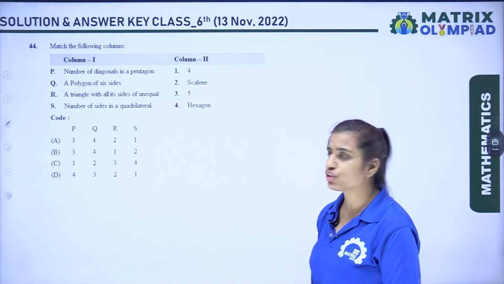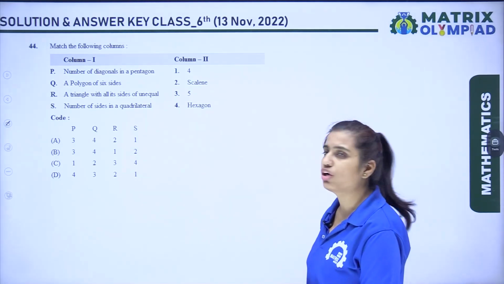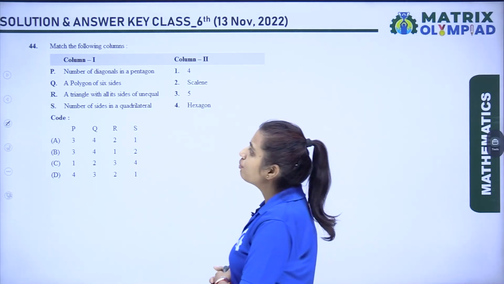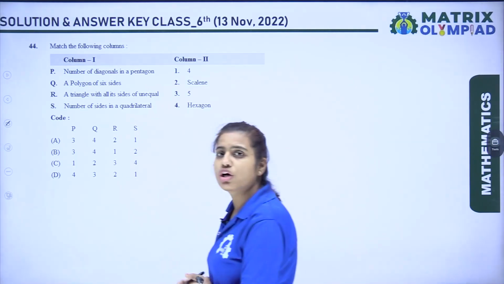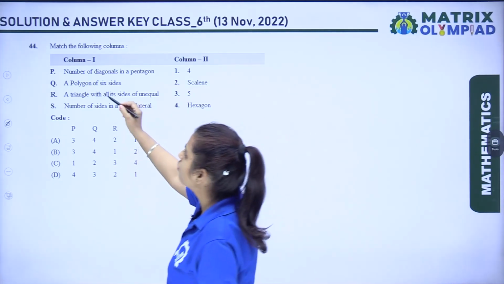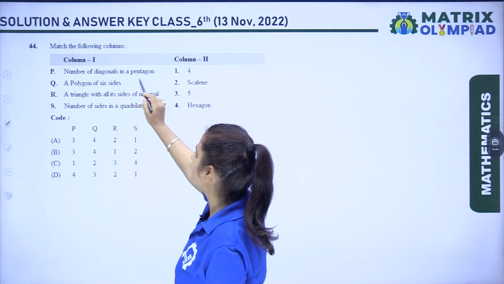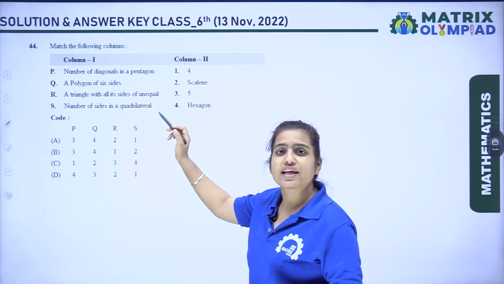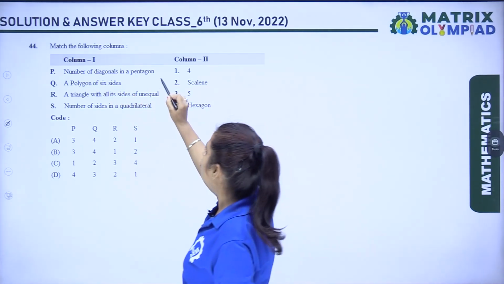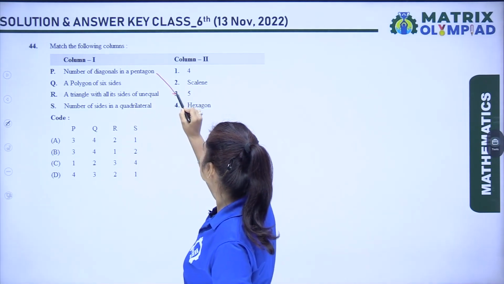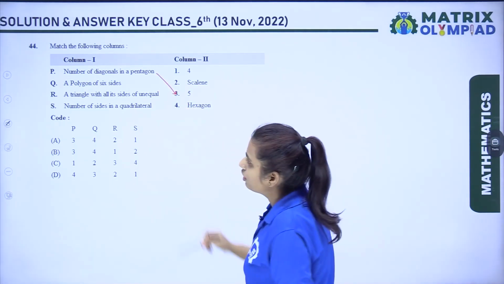Now the next question is match the following columns. Now we have to match column 1 with column 2. So the first one is number of diagonals in a pentagon. We know that pentagon is a 5-sided figure. So number of diagonals in pentagon are 5.